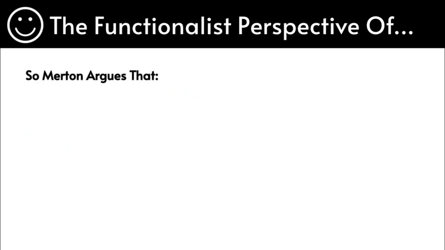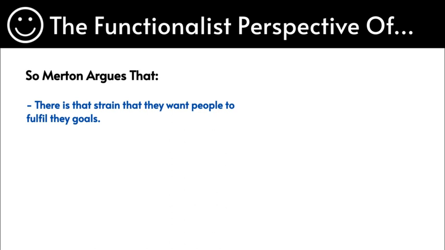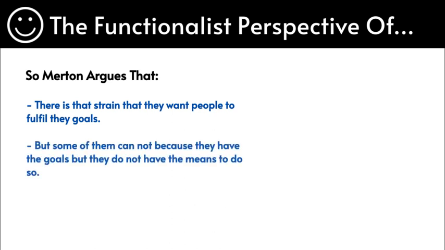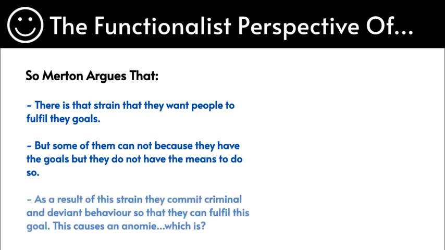Next, still about Merton. So Merton argues that there's obviously that strain. So this is like a summary, guys. Merton argues there's a strain that they want people to fulfill their goals, but some of them cannot because they do not have the means to do so, for example education, to actually be financially stable, maybe. As a result of this strain, they commit crime and deviant behavior so that they can fulfill this goal. This causes an anomie. Anomie is something that Durkheim looks at. What is anomie? Pause and have a think.